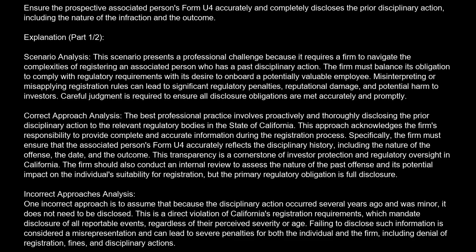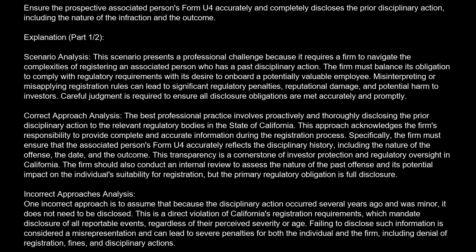Correct answer is D. Ensure the prospective associated person's Form U-4 accurately and completely discloses the prior disciplinary action, including the nature of the infraction and the outcome. Explanation. Scenario analysis. This scenario presents a professional challenge because it requires a firm to navigate the complexities of registering an associated person who has a past disciplinary action.